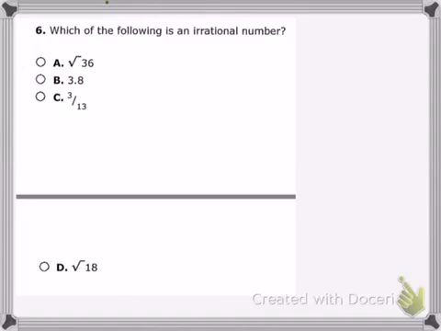Alright, which of the following is an irrational number? Square root of 36 is 6. 3.8 is a decimal. 3 over 13 is a fraction. Square root of 18 simplifies to 3 on the radical of 2, which is irrational. D.